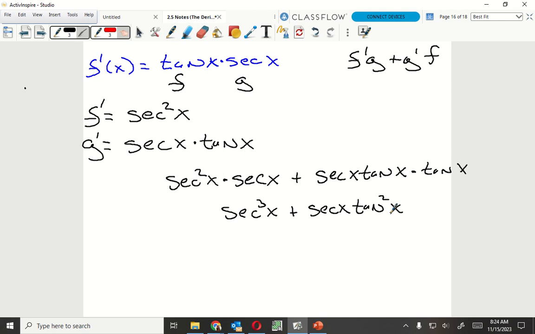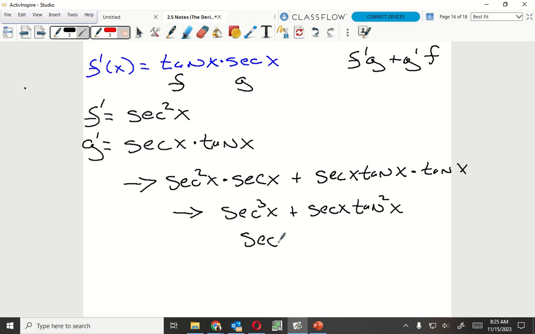Okay, so I could leave it there. Can you identify anything I could factor though? They both have a secant, right? Okay, let's see if that helps me with anything. So, the answer is correct starting here. It's still correct here, but I'm just looking to see if I could do something else to simplify it.